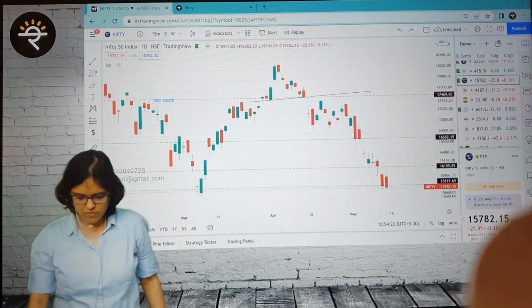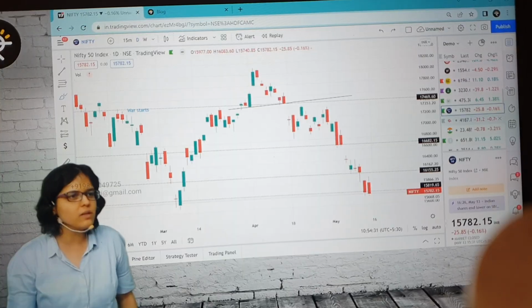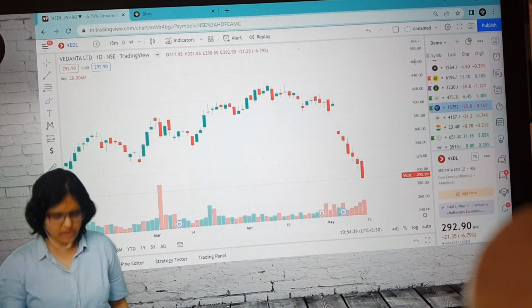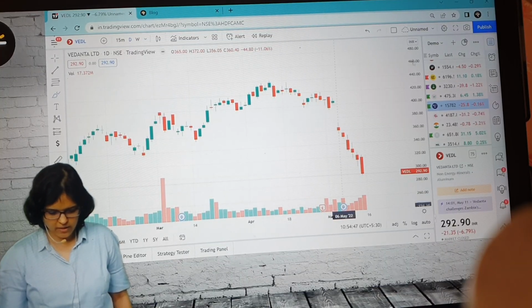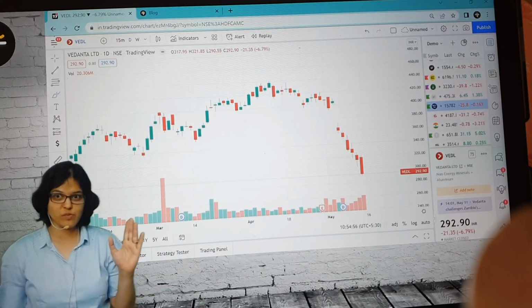So, two, three important points before we move on. Let's talk about Vedanta. I'll take that example only. Okay. Now, here if you see Vedanta, you can see E written right here, and you can see D written right here. Correct? Now, what is this D? D means dividend. And because of the dividend, the price will come down. It's basics of stock market, ex-dividend.